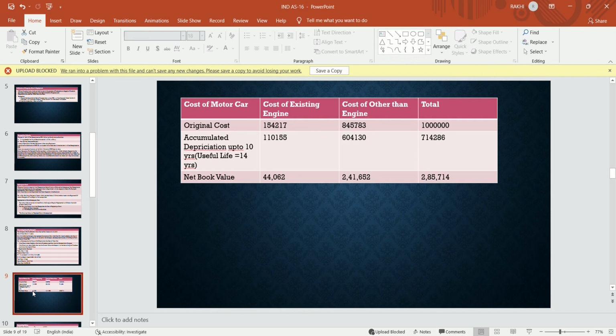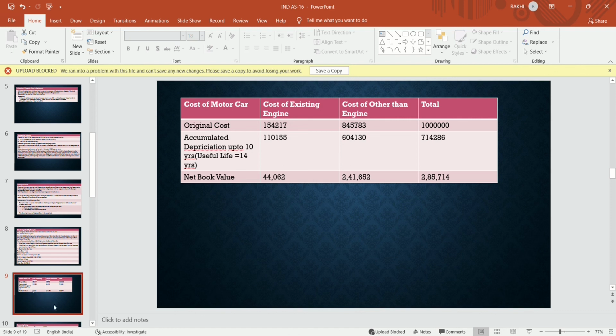So we will charge depreciation up to 10 years, because we used that motor car for 10 years. The useful life of the motor car is 14 years, so 4 years remain. We will deduct 10 years of depreciation from that asset to get the net block. So this is the cost of the existing engine and the cost other than the existing engine.